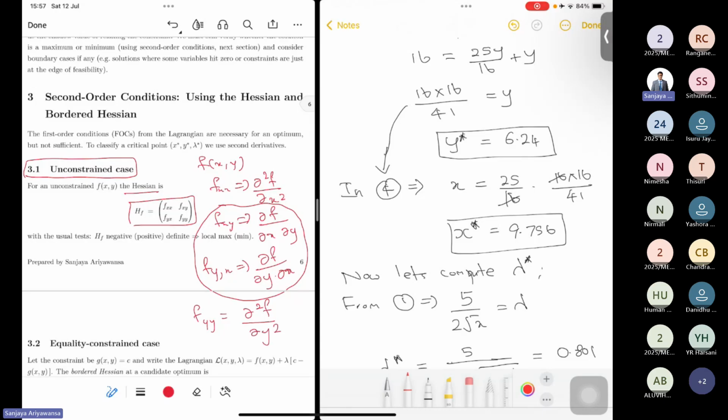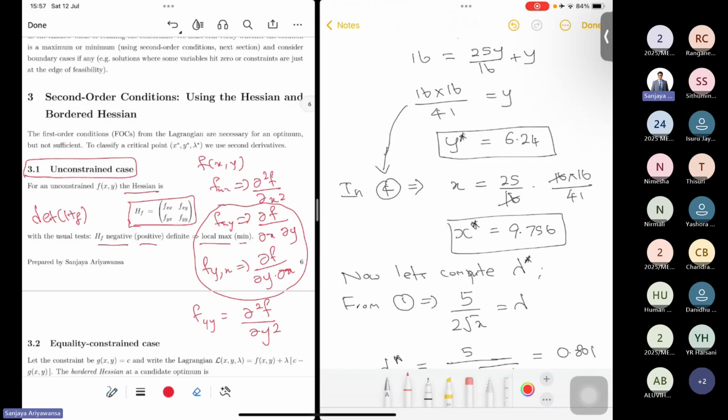So then you put it down in matrix format, and then you calculate the determinant of this matrix. If that determinant is negative, we say we get a local maxima. If the determinant is positive, we get a local minimum.